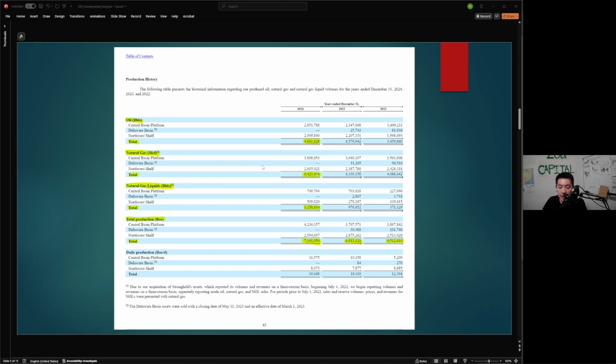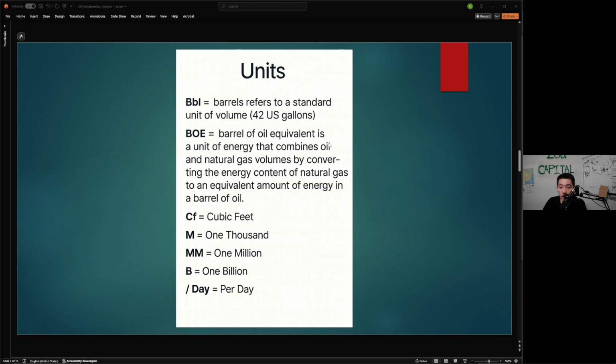One thing to keep in mind when you read these numbers is the units. Different companies use different units. Here you can see Rain Energy uses barrels for oil, MCF for natural gas, and barrels for natural gas liquids. And for total production, it's using BOE. Here is the list of what each unit means. BBL refers to barrels, which is approximately 42 US gallons. BOE is the barrel of oil equivalent.